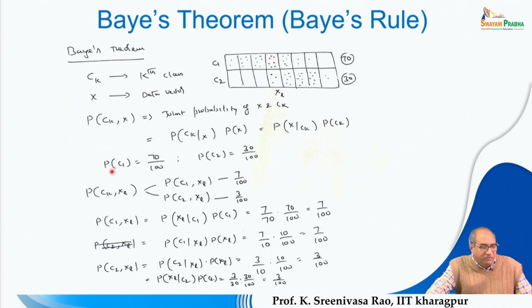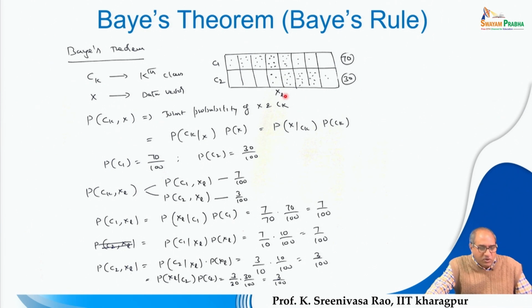What we want is the joint probability of C1 and XL together. There are 100 examples in total, so from this diagram the joint probability of C1 comma XL is 7 by 100. Likewise, for the probability of C2 comma XL, there are 3 examples in this particular cell out of the total 100 examples, so it is 3 by 100.